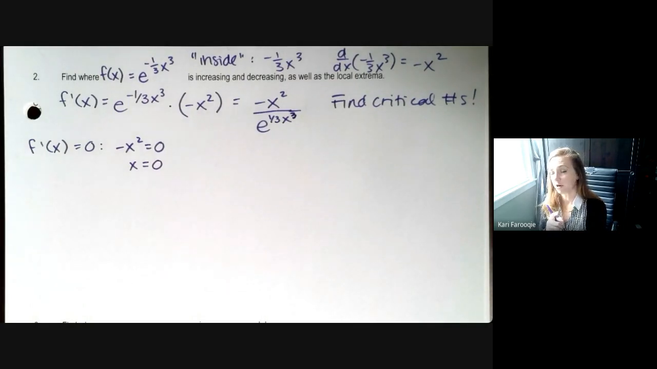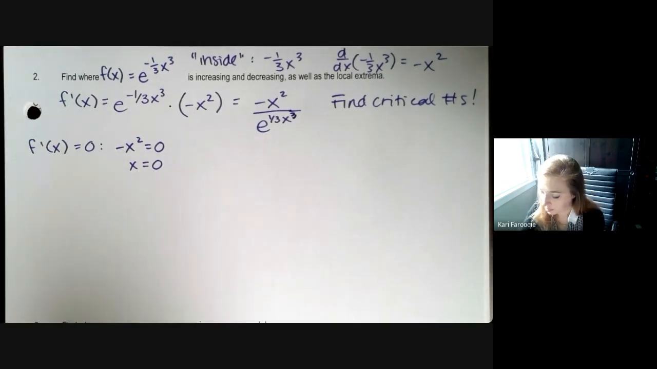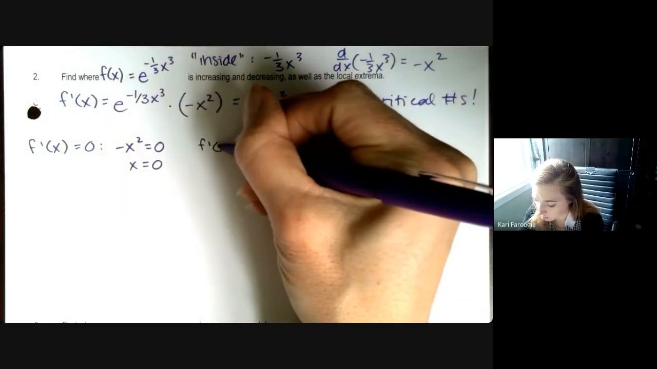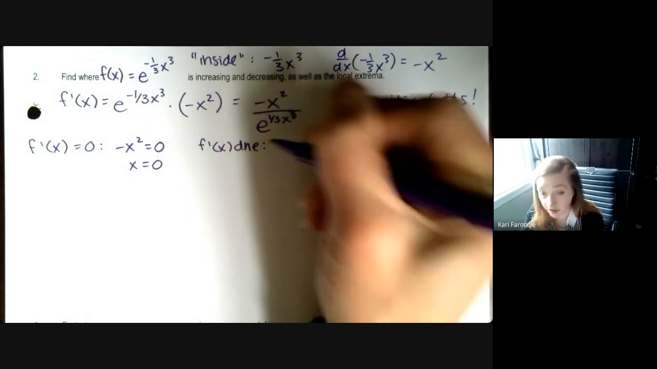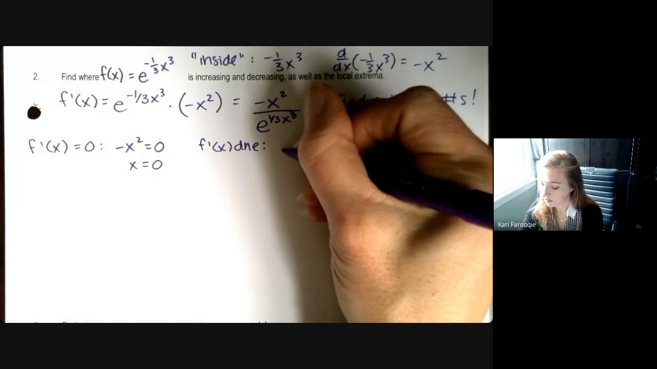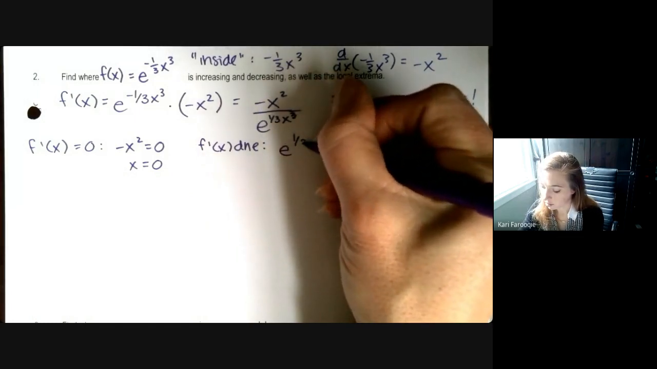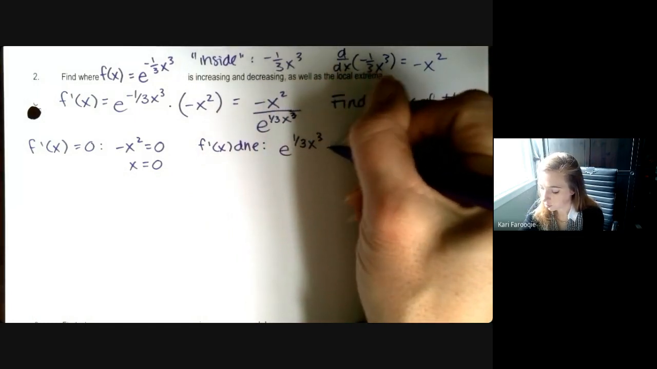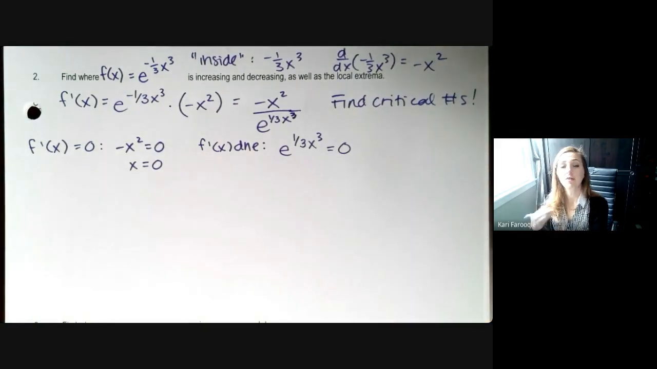That's the tricky part. What I've found is that students often have a really hard time looking for critical numbers where the base e is involved. So if I was going to look for critical numbers where f prime does not exist, I would want to look for where the denominator was equal to 0. Well, if I did that, I'd be looking for e to the 1/3 x cubed to be equal to 0. And this is where students sometimes get stuck. They're like, I don't know how to proceed.